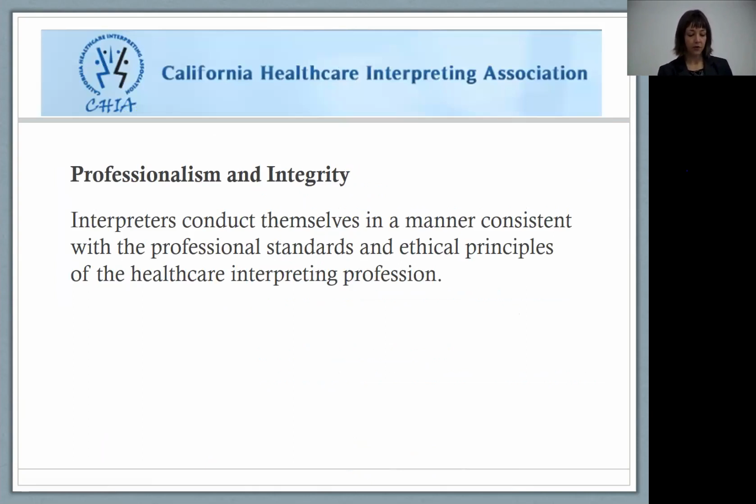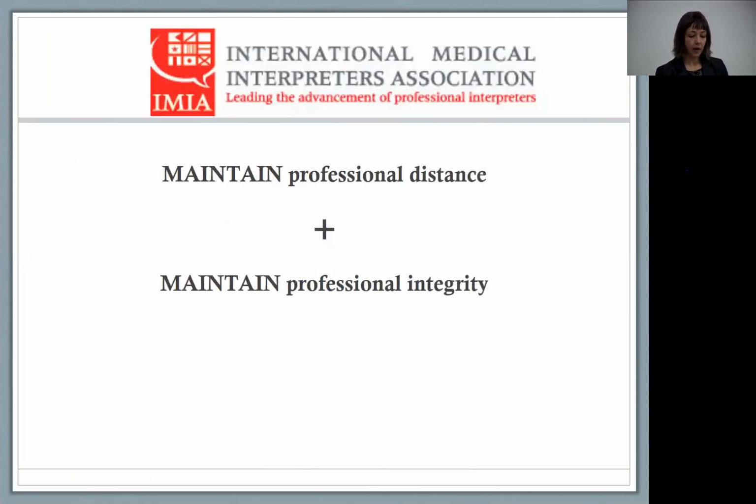California Healthcare Interpreting Association talks about it as professionalism and integrity. So they don't have something called role boundaries, but this is what I've gleaned to be the same meaning, getting at the same point, which is you conduct yourself in a manner consistent with the professional standards and ethical principles of the healthcare interpreting profession. This is a very general statement. There's nothing wrong with that. I really like the National Council one because it gives you specific examples of what it means to be professional and ethical. And then the IMIA has a similar one where it's maintaining professional distance and maintaining professional integrity.